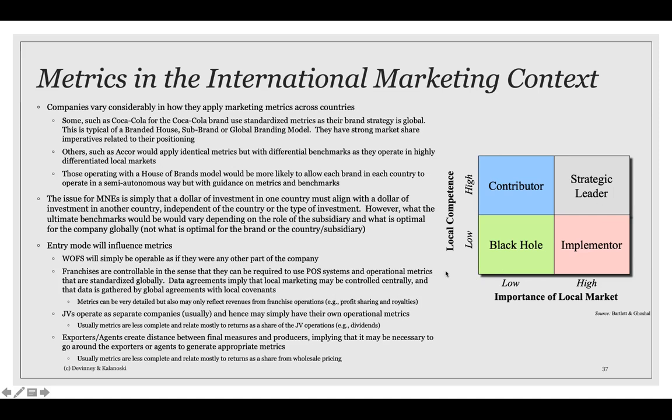And this model or framework of Bartlett and Ghoshal around the importance of the market and the competence in the market, so an internal measure of what the local operation contributes, and then the size of the demand in that local operation, tells you, of course, that the measures will vary across these types of markets. It depends on whether you're simply meant to be implementing strategy, whether you're going to be a contributor to the organization in terms of resources, or whether you're meant to be both a contributor in terms of revenues and a contributor in terms of resources.